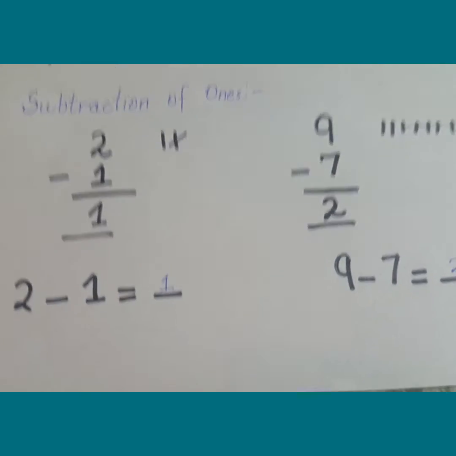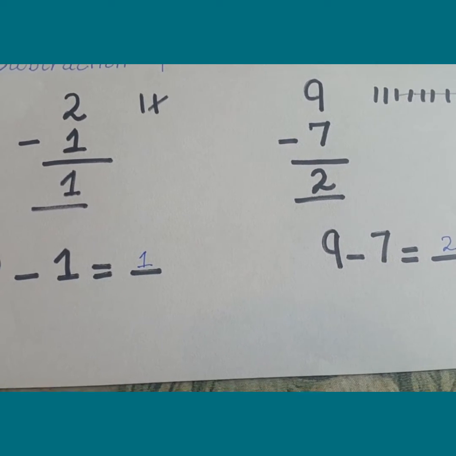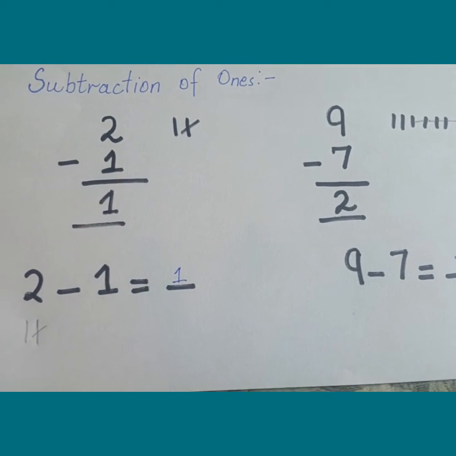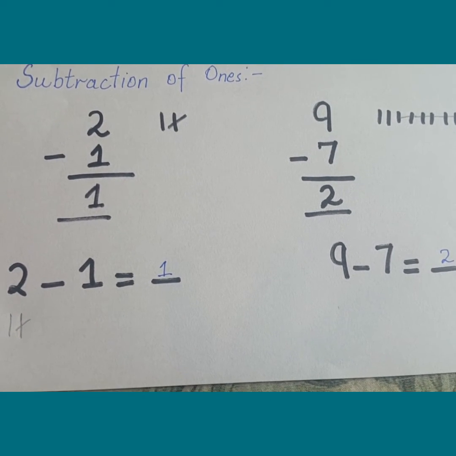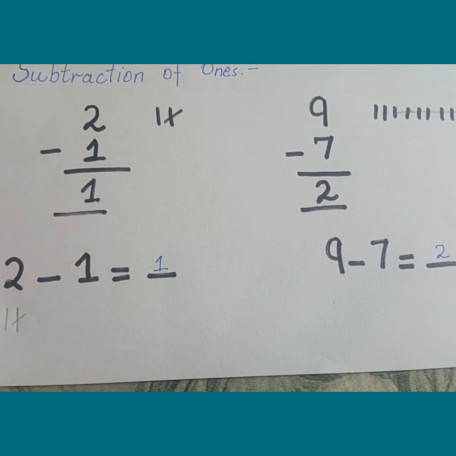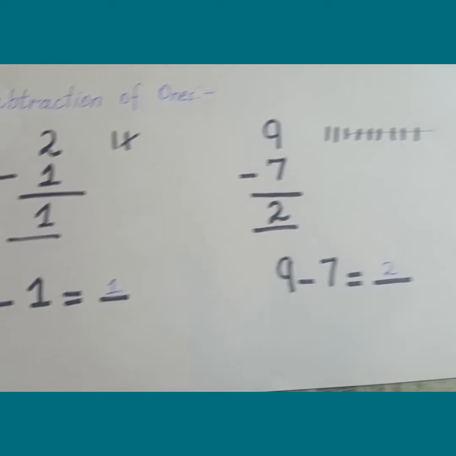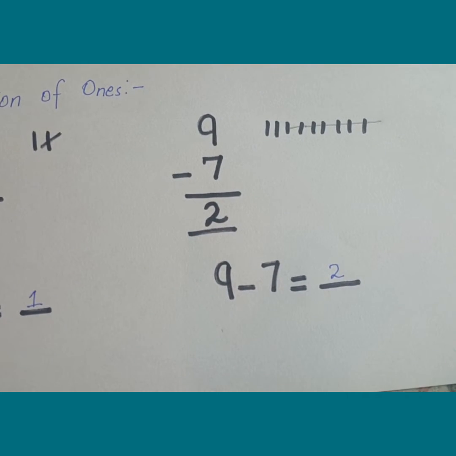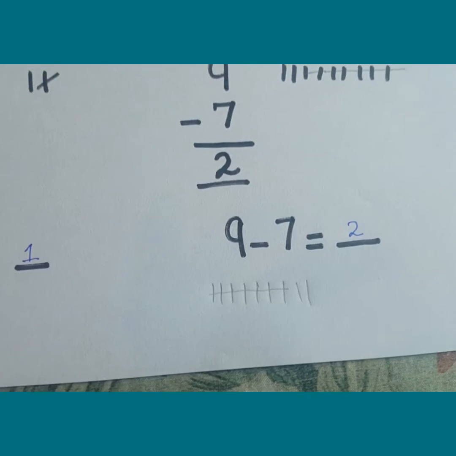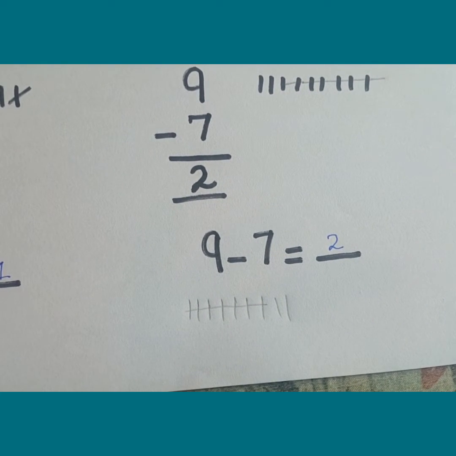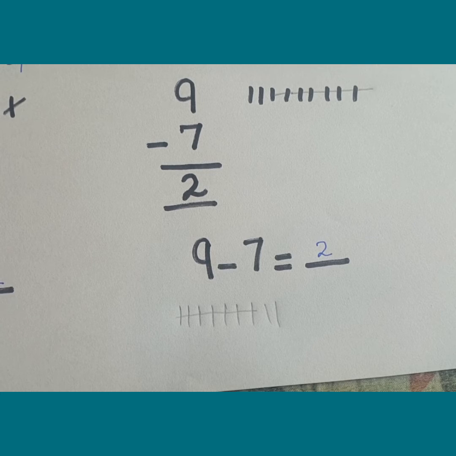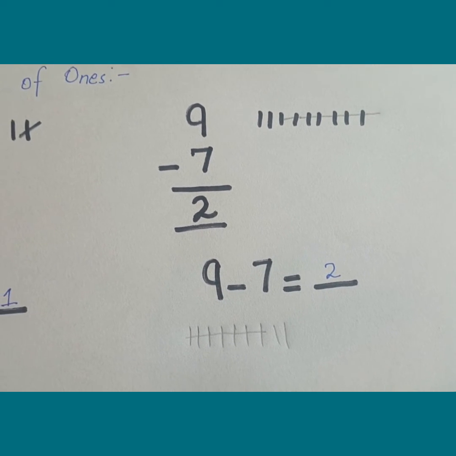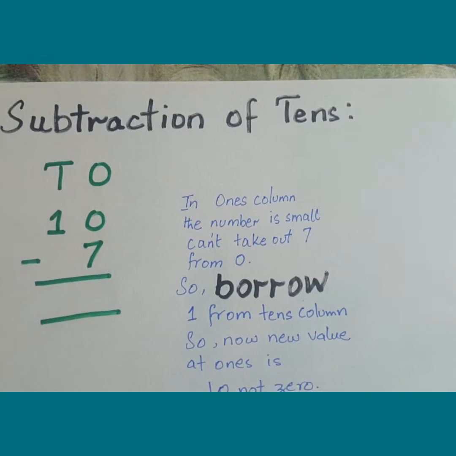This question is also stated like this, 2 minus 1. So we can make 2 lines and we take 1 out of it. How many is left? 1 line is left, so the answer is 1. Similarly, 9 minus 7 can be written like this also. So we make 9 lines and we take 7 or we cross 7. How many are left? 2 are left. So 9 minus 7 is 2.